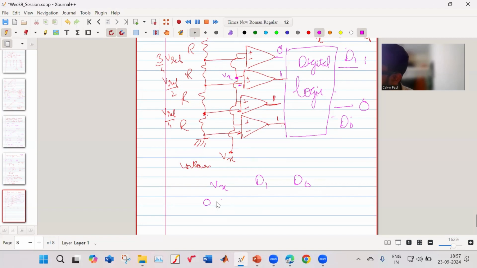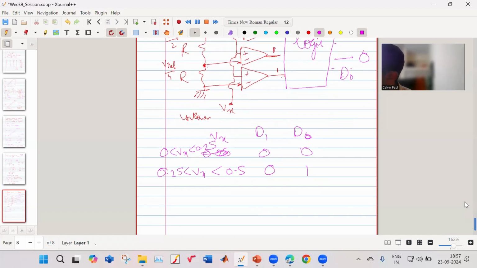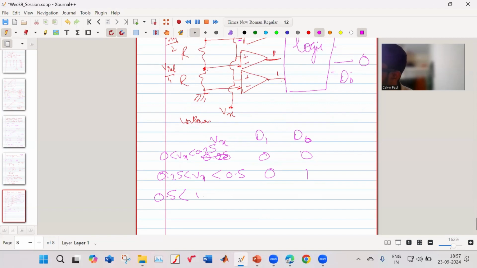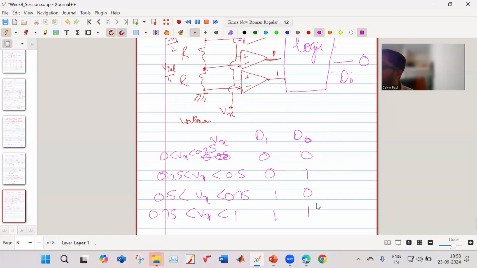If your Vx is between 0 and 0.25 Vref, you want it to be 0, 0. If it is between 0.25 and 0.5, you want it to be 0, 1. Between 0.5 and 0.75, it will be 1, 0. Between 0.75 and 1, it will be 1, 1. Okay, this is your input voltage.